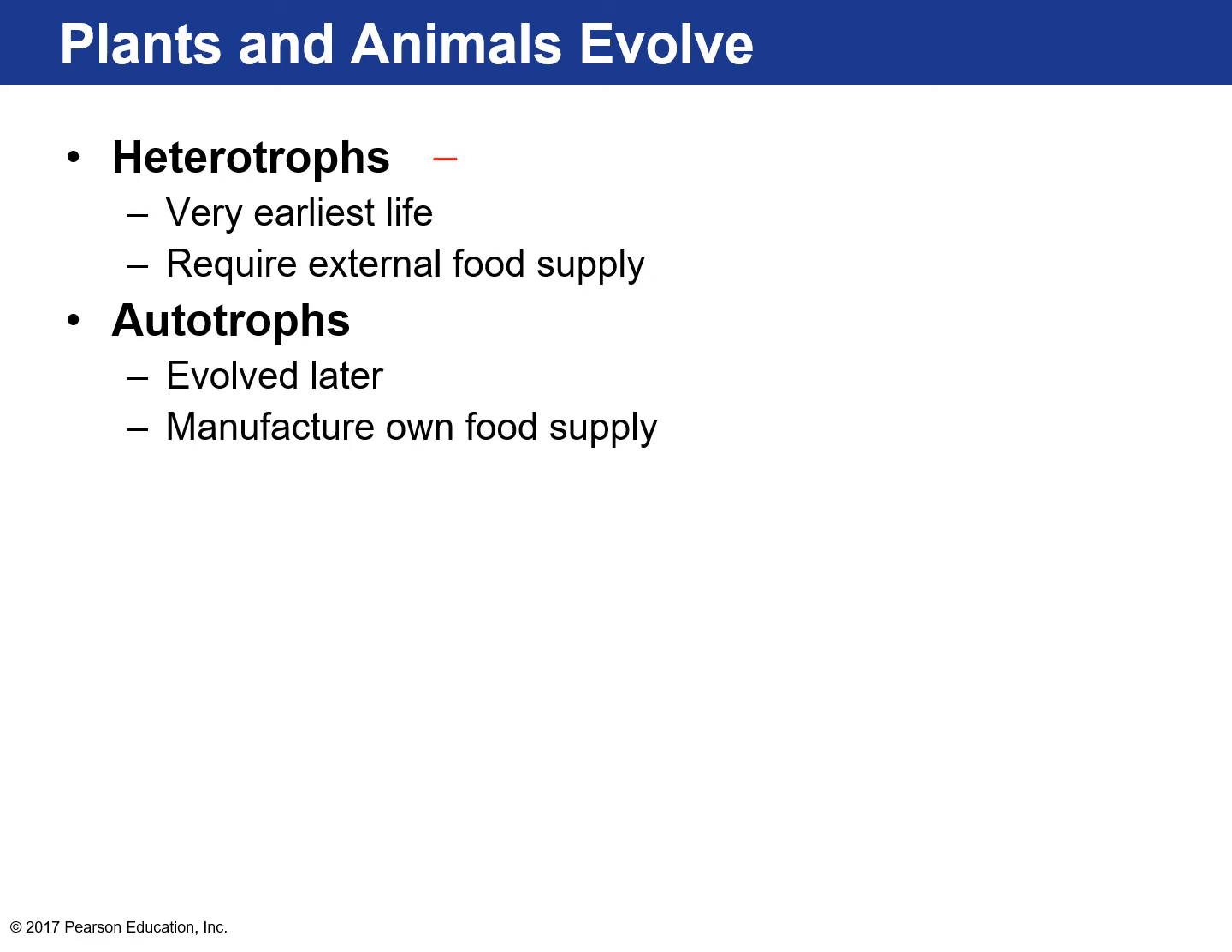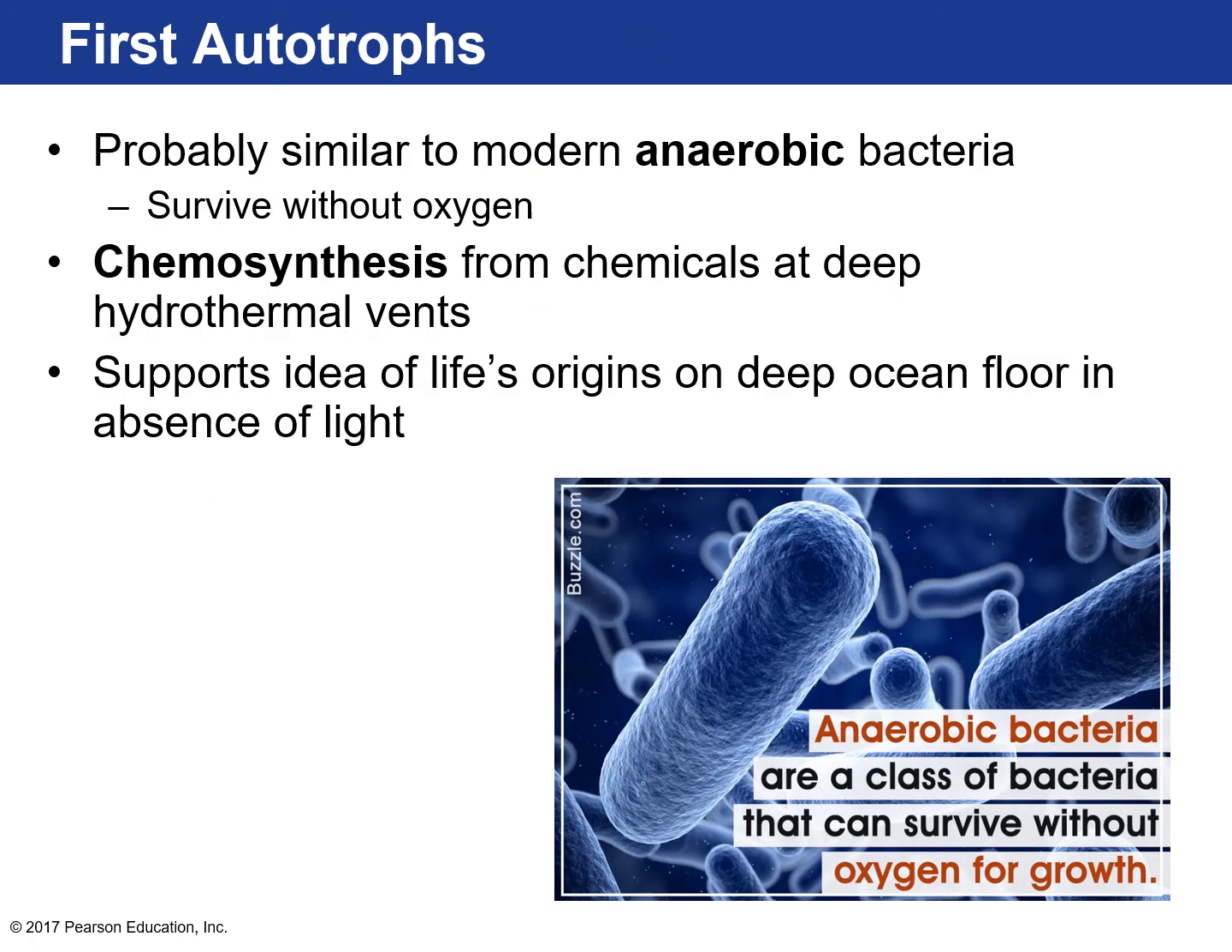Heterotrophs are the very earliest form of life. Okay, they require an external food supply, meaning they need to bump into other things to consume food. Later on, autotrophs evolved, which are organisms that manufacture their own food. Think of those stromatolites building those mounds and photosynthesizing. The process of photosynthesis is manufacturing your own food supply. So they don't need anybody else, right?